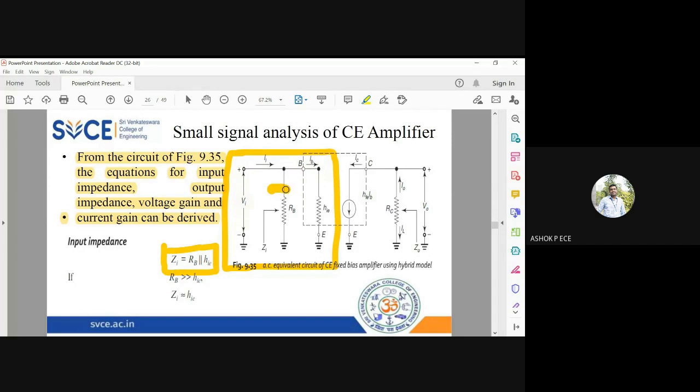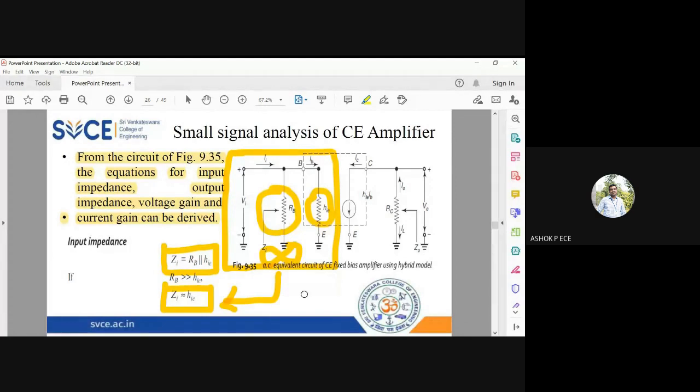If RB is very, very large, then input impedance is approximately equal to HIE. Assume RB is infinity. Anything parallel to infinity is that resistance. So ZI will be approximately equal to HIE. Any doubt in input impedance computation?